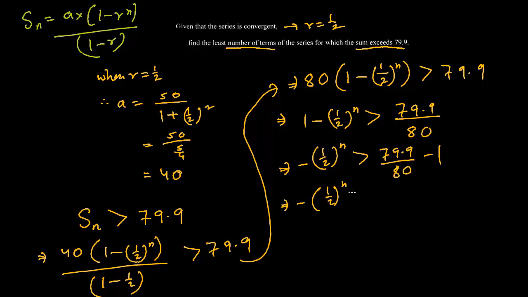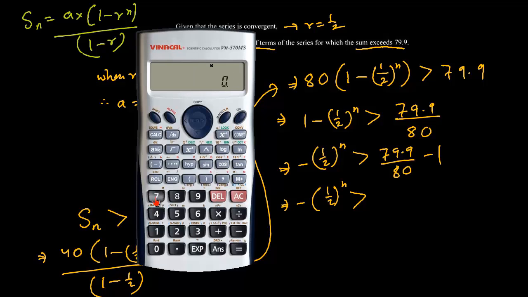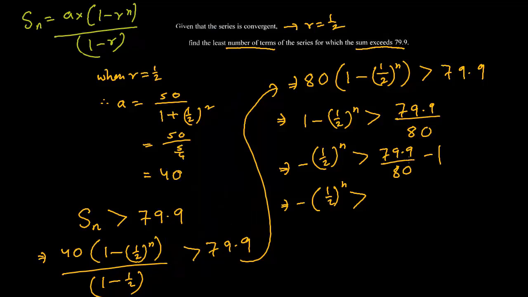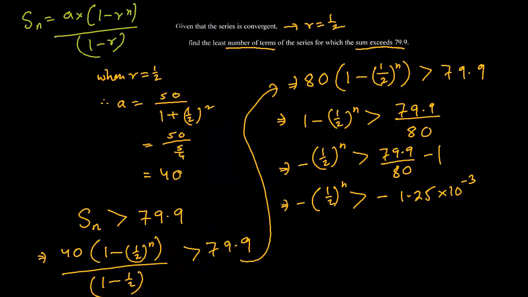Now, it turns out to be 79.9 divided by 80 minus 1. So this is minus 1.25, minus 1.25 into 10 to the power minus 3. So that's what it is.